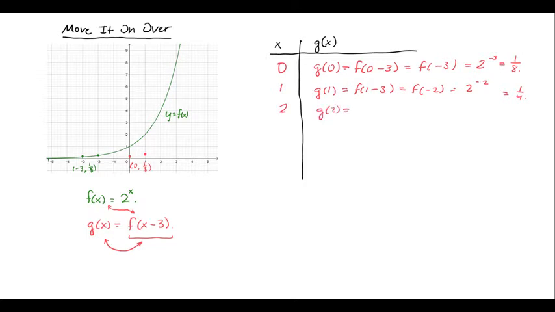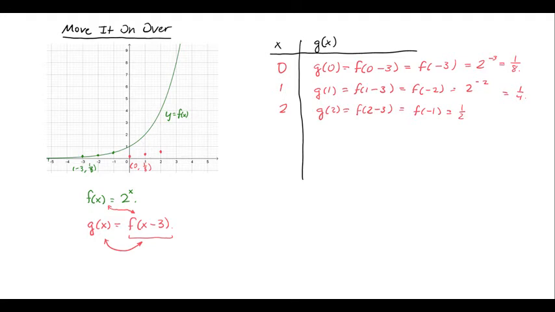g of 2 is f of 2 minus 3, which is f of negative 1. And f of negative 1 I can probably tell just by looking at the graph. It looks like it's at about 1/2. And if you use the formula, you see that that's right. It is 1/2. So I'm going to get a point on the red graph at 2, 1/2.